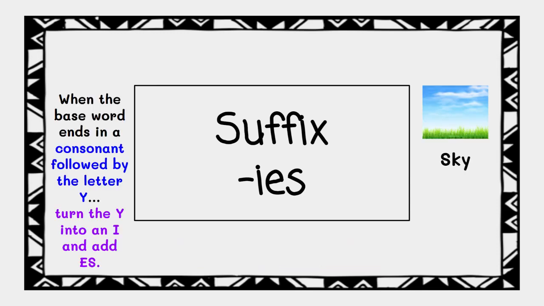We only use IES in a special situation, when we want to put an S behind a base word that ends with a consonant and Y. So we need to turn the Y into an I and add ES.